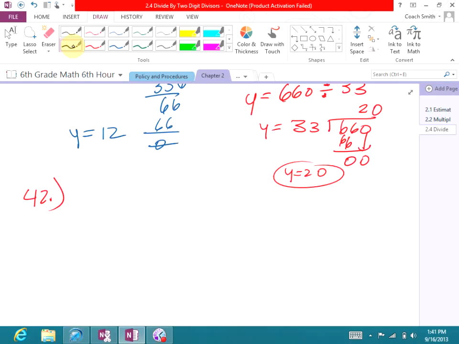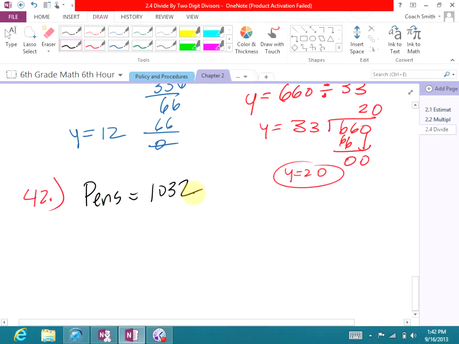Lillian puts rubber bands around each dozen pins. How many rubber bands does she use? So first of all, we have to know how many pins she has. Look at the table. How many pins does she have? Yes, 1,032 pins. So she has 1,032 pins.